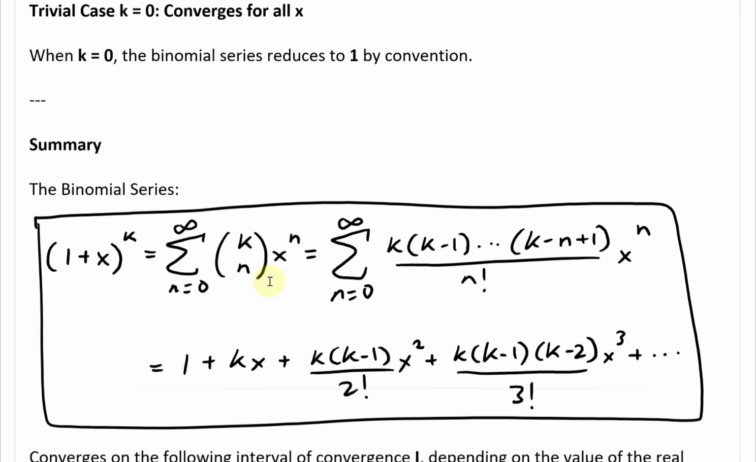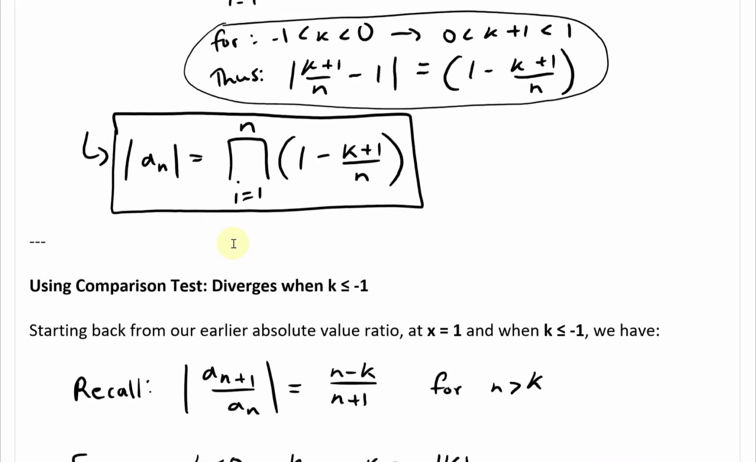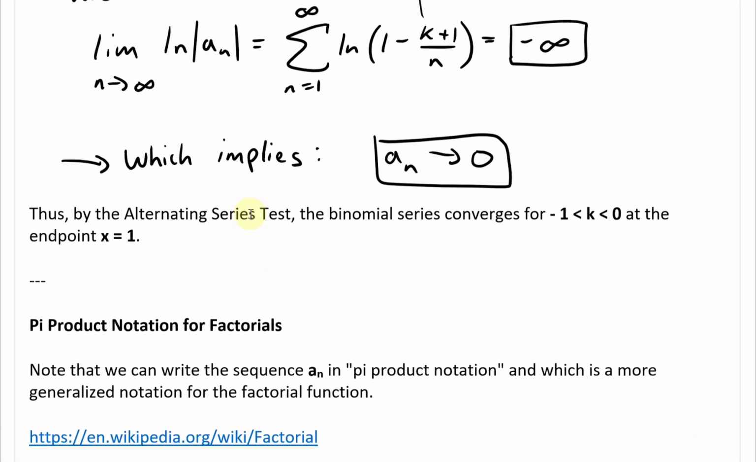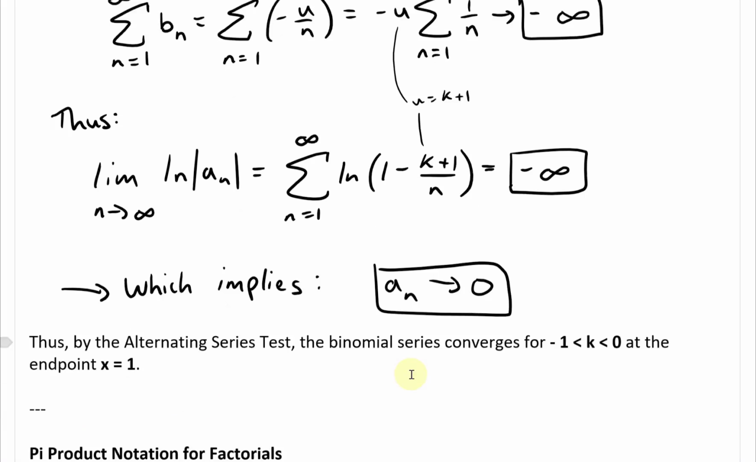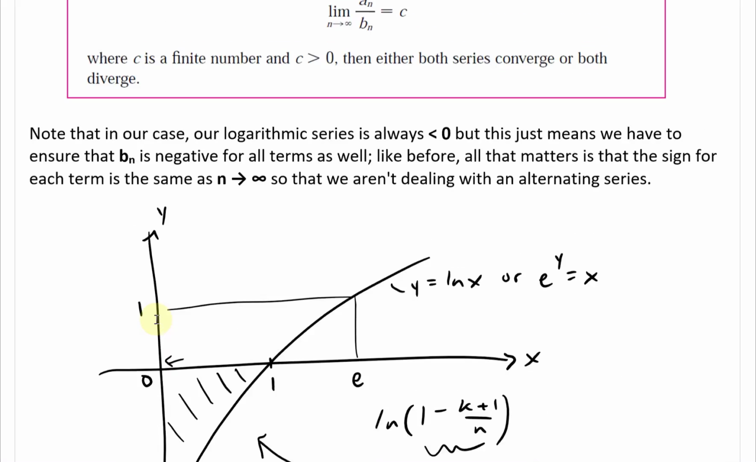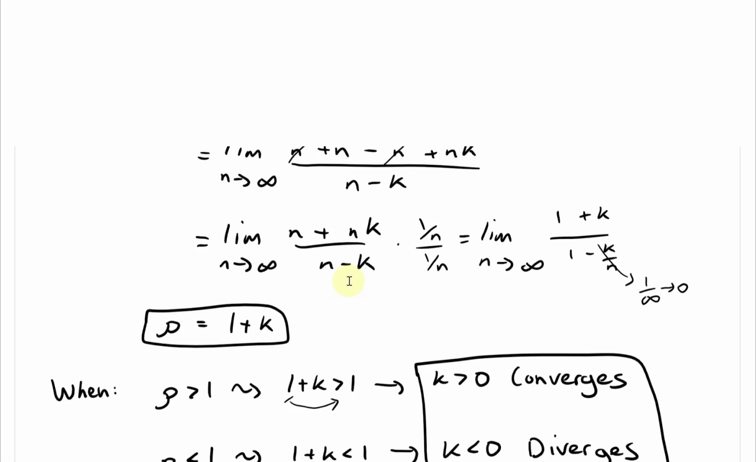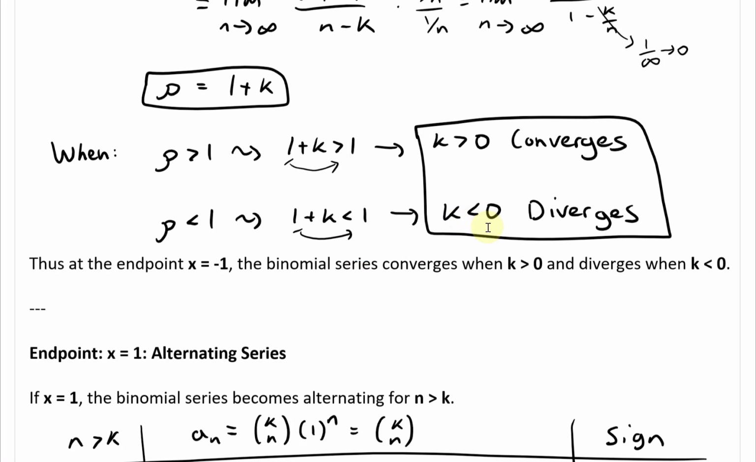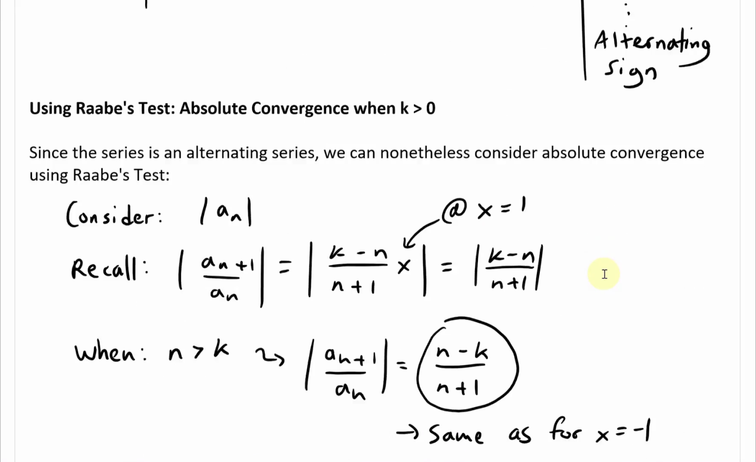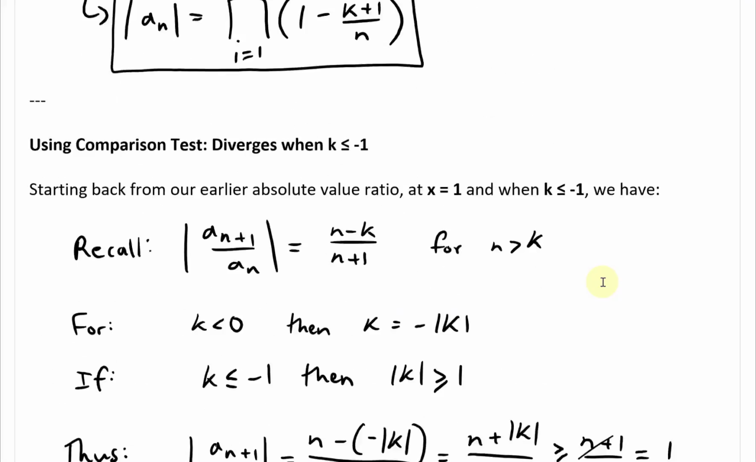Now let's scroll up to this one here. When x is equal to 1, the binomial series converges for k between -1 and 0, so it converges by the alternating series test. But remember earlier that x equals -1 is divergent. So when k is less than 0, at the endpoint x equals -1 the binomial series diverges. In other words, -1 is not included, it diverges there, but it converges at the x equals 1 endpoint. So let's write this all down.